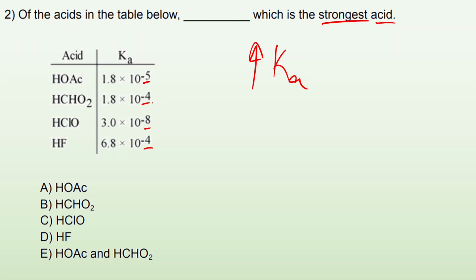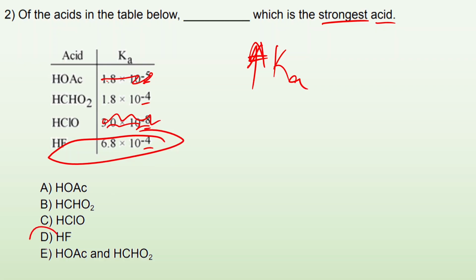So I have minus 5, minus 4, minus 8, minus 4. So I can get rid of the minus 5 and the minus 8 because they're smaller than 10 to the minus 4. So now, again, I'm looking for the biggest Ka. Well, let's see. Which number is bigger, 1.8 times 10 to the minus 4 or 6.8 times 10 to the minus 4? And it's this one, 6.8 times 10 to the minus 4, which gives me choice D, HF. So out of all those, HF is the strongest acid.